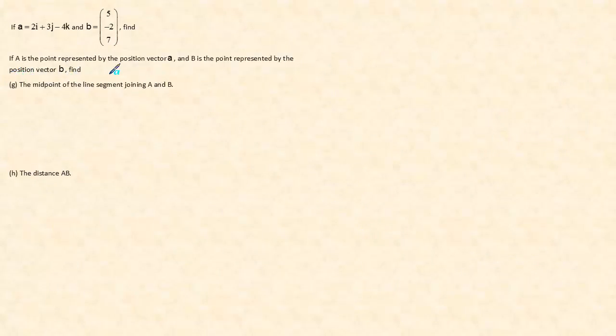If A is the point represented by the position vector A and B is the point represented by the position vector B, we want to find firstly the midpoint of the line segment joining A and B. So A would have coordinates 2, 3, negative 4, and B over here would have position vector, it would have coordinates 5, negative 2, 7.